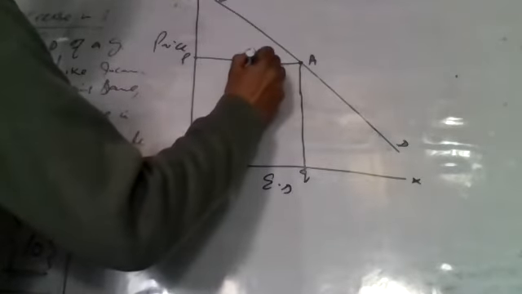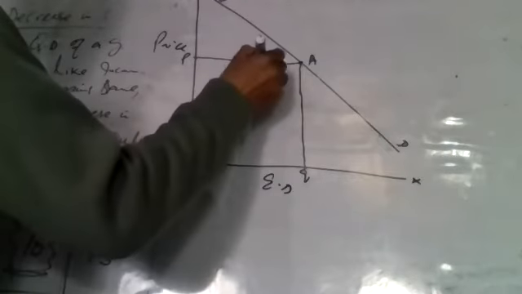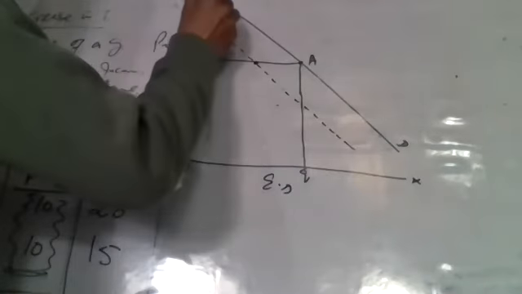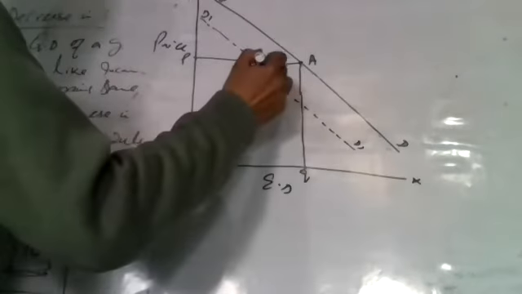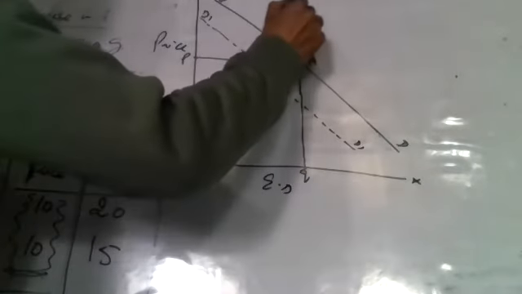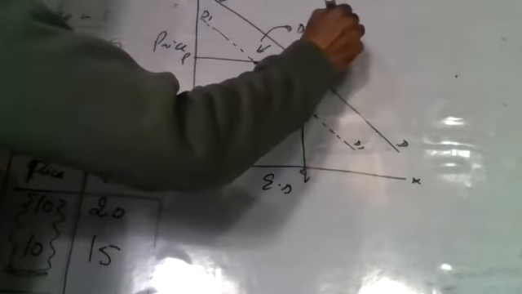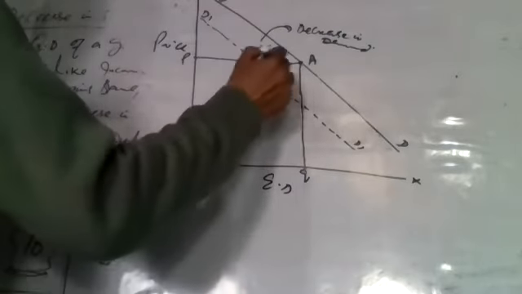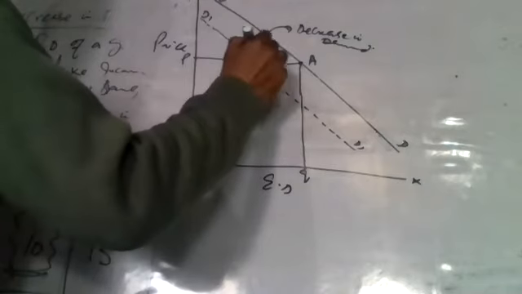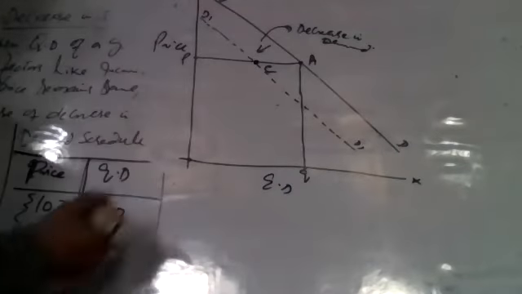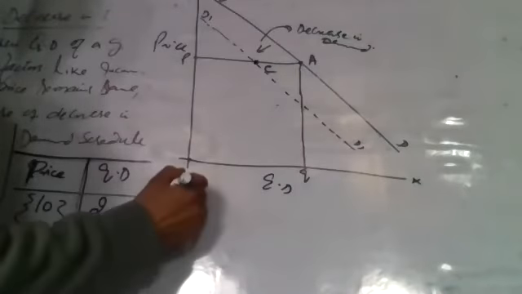Let us say our demand decreases. Here, we have to draw a new curve, D1D1, for example. This shift from DD to D1D1 shows decrease in demand, from point A to, for example, point C. This point A to point C shows decrease in demand. So we can write down simply from the above diagram.